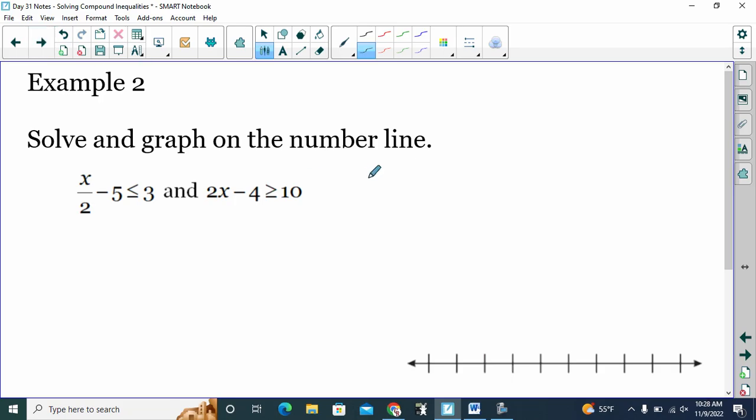Example 2. Again, it asks us to solve the compound inequality and graph our solution on the number line. We have two different inequalities. This time they're connected with an and statement, but we do it the same way. x divided by 2 minus 5 is less than or equal to 3. We want to solve this inequality from the left. Start by adding 5 to both sides. I get x divided by 2, and this side gives me 8. I do not flip my inequality when I add.